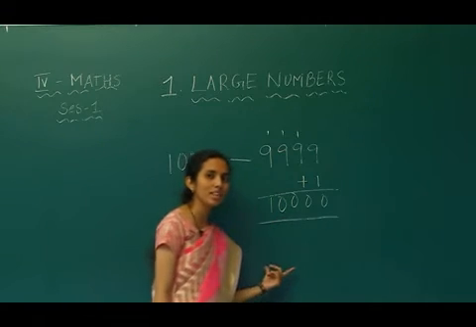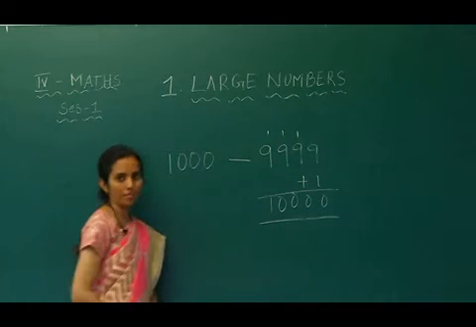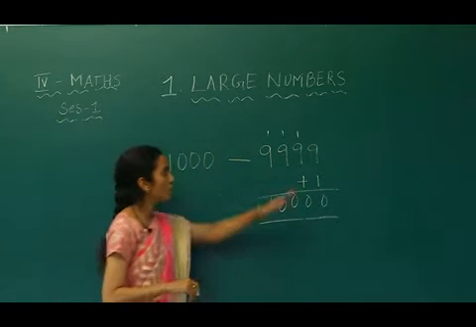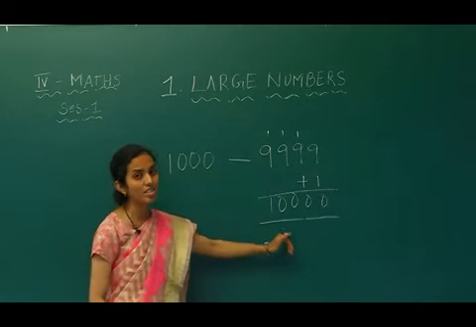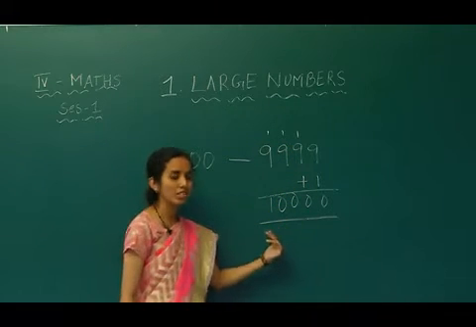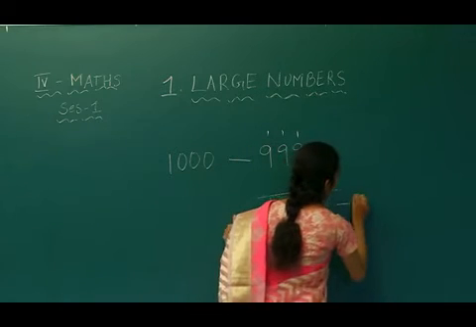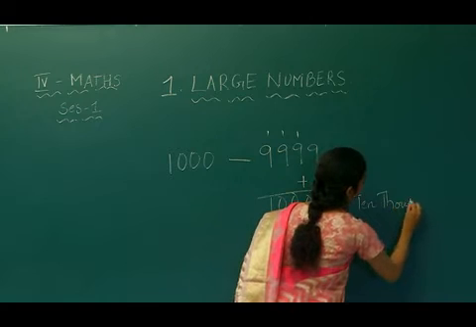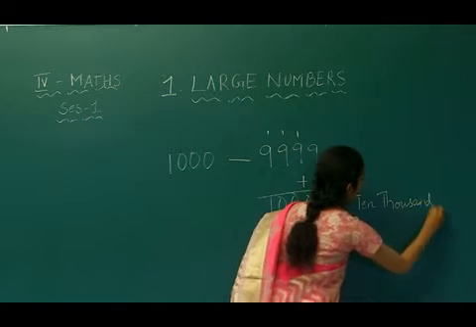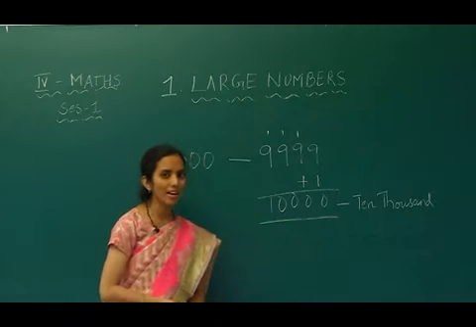How many digits are there in this number? 1, 2, 3, 4, 5. 5 digits are there. So far we have learned only 4 digits. So this is our first number which has 5 digits, and we call this 10,000. What do we call it? We call it 10,000.